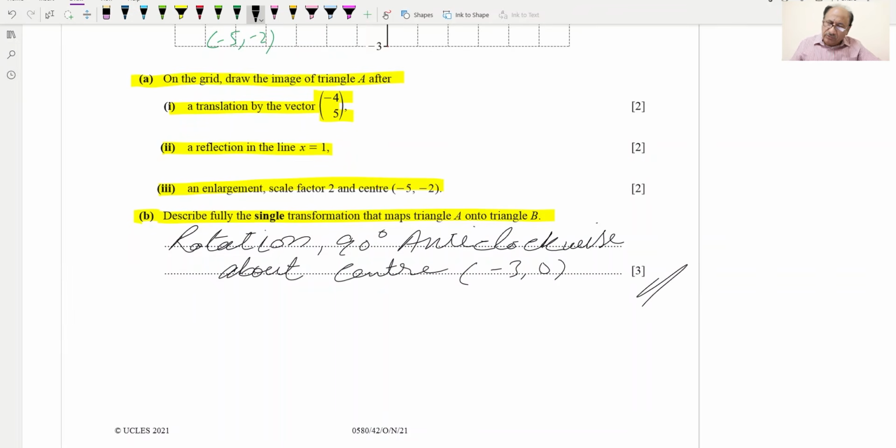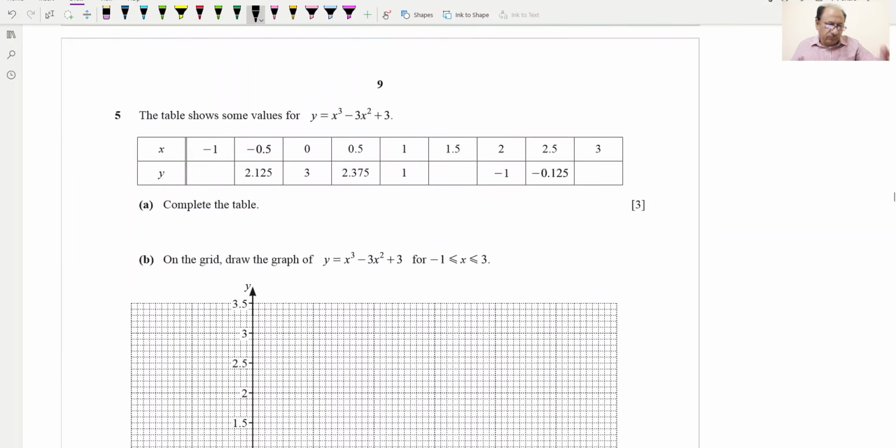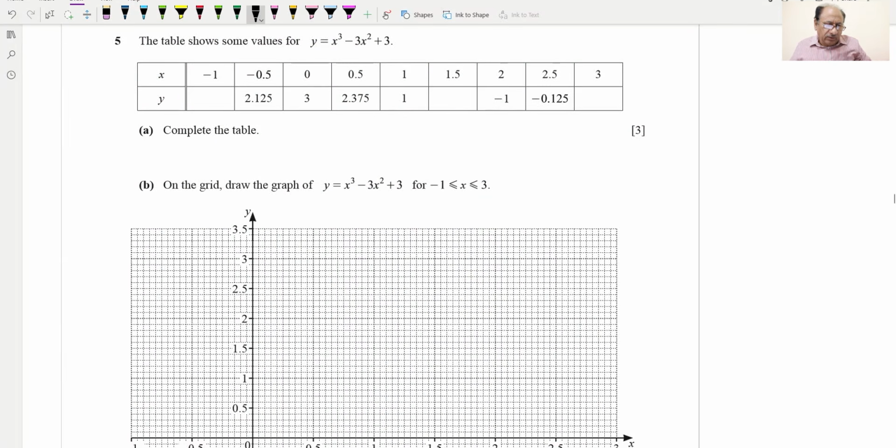This was a 3-mark question which we are done. We can move to question number 5, and question number 5 says the table shows some values. For this one we have to complete the table, and this is 3 marks for completing the table.